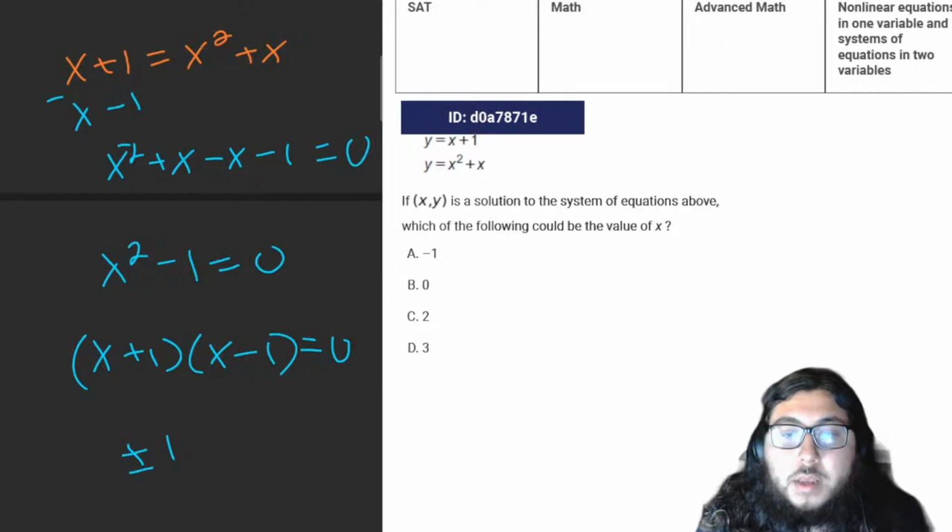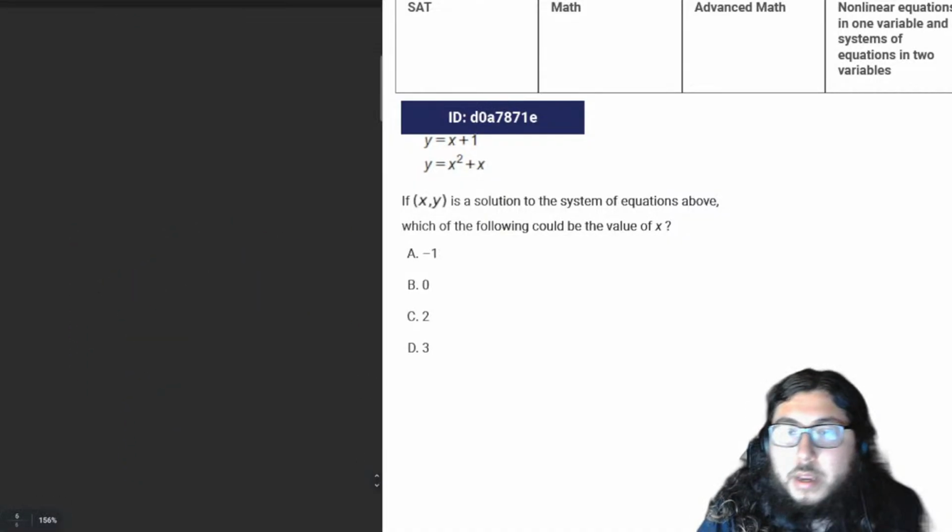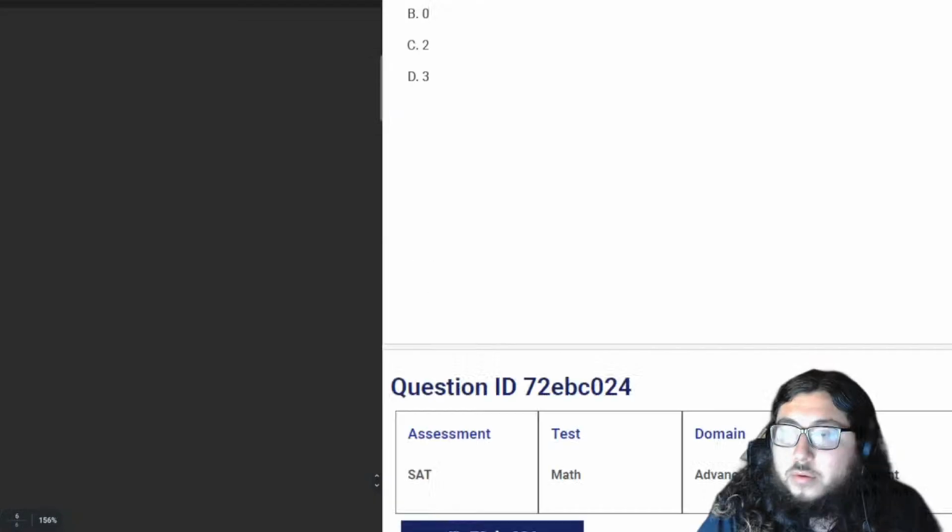Anyway, so yes, this would be the definitive way of solving it algebraically. Now, if there are no questions on that, we'll move on to the next one.